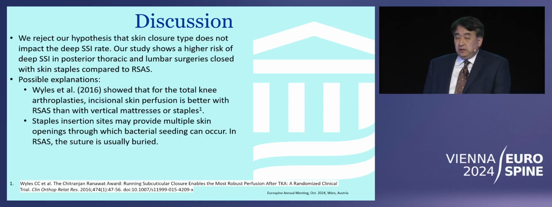And one possible explanation may be that there's a difference in perfusion in the skin, and there was a Wales study in 2016 that showed that incisional skin perfusion was better with the subcuticular sutures than vertical mattresses or staples group.